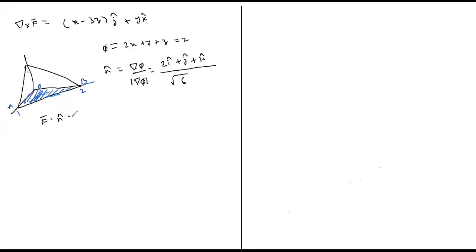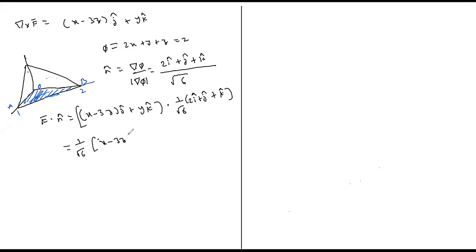F bar dot n bar is x minus 3z into j bar plus y k bar, dot product with 1 by root 6 times 2i bar plus j bar plus k bar. So this is going to be 1 by root 6 times j bar dot j bar is 1. So x minus 3z plus y, k bar is 1. So this is 1 by root 6 times x plus y minus 3z.